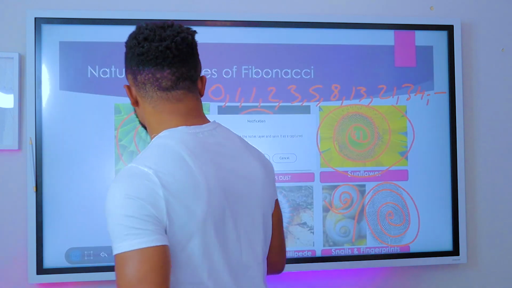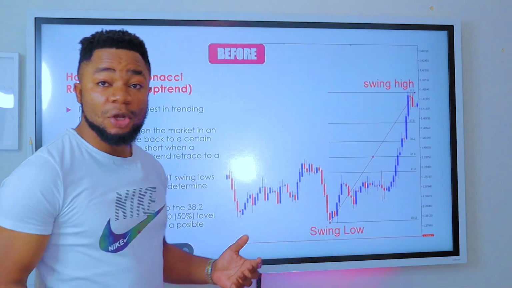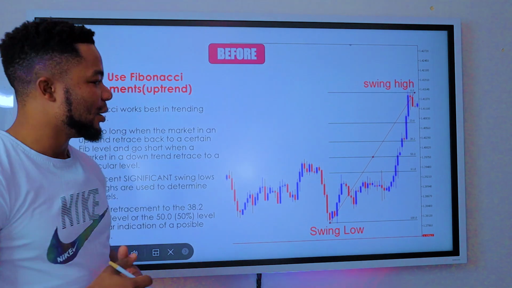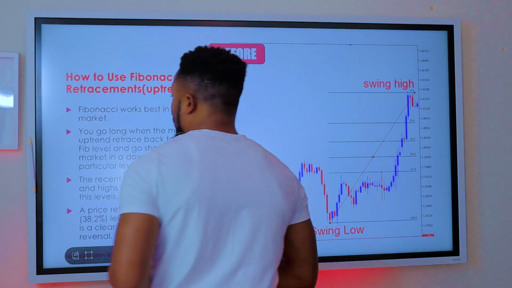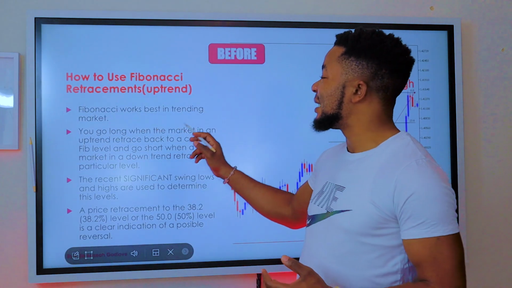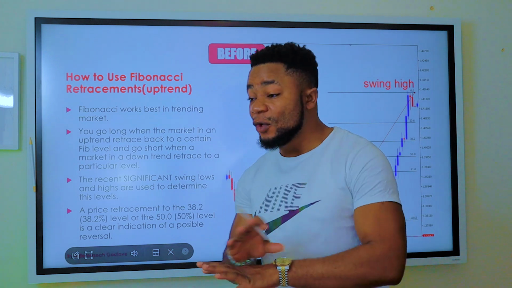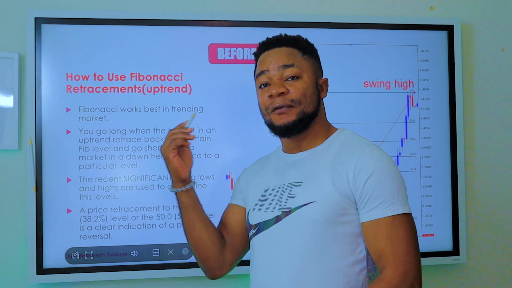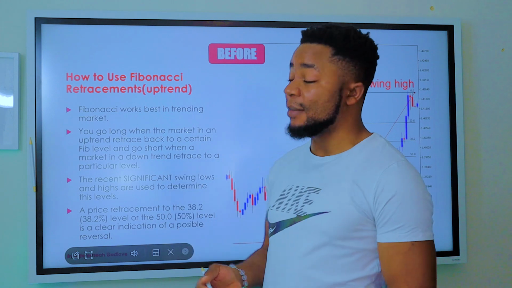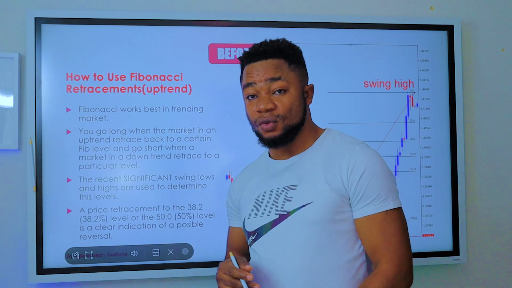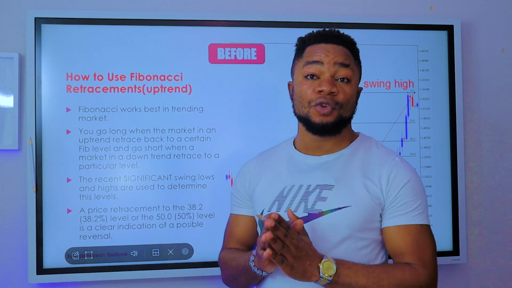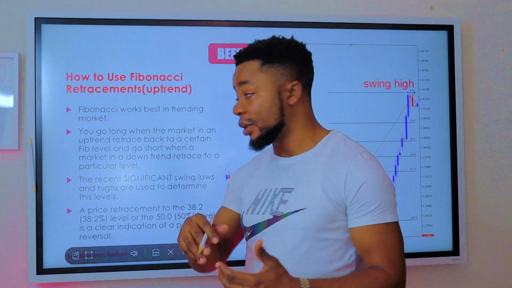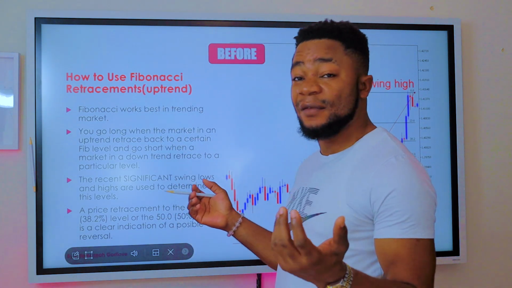Now let's talk about how to use the Fibonacci tool to place your trade. Remember, I already mentioned that Fibonacci works best in a trending market. If you don't have a trending market, then you shouldn't use it. If your market is ranging or consolidating, then you won't be able to use this tool. Your market must be trending, either an uptrend or a downtrend. Good. So let's assume we have a trending market.